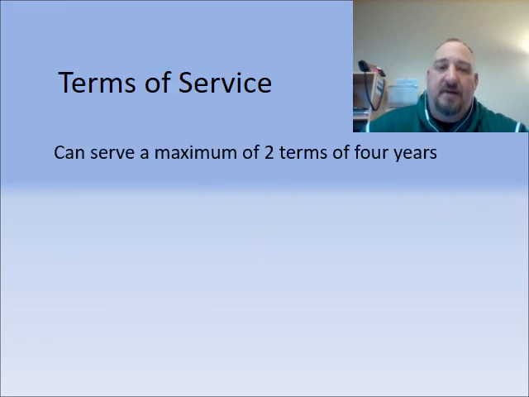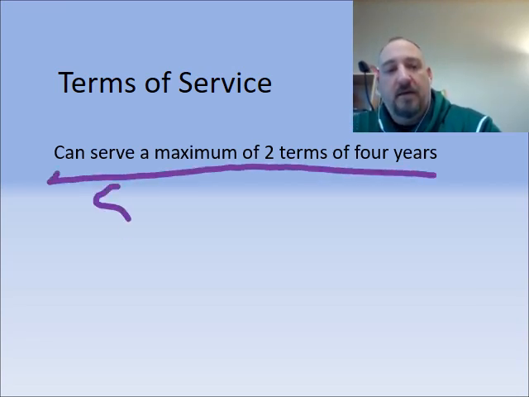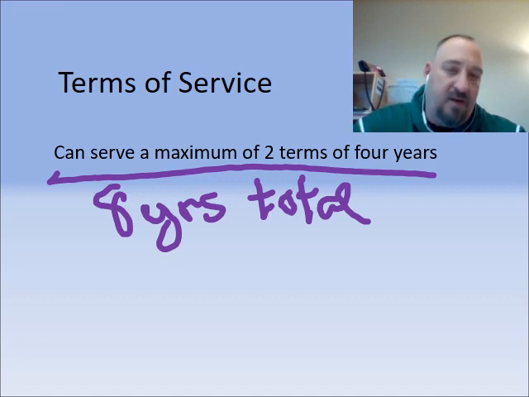Terms of service for the president. He can serve a maximum of 2 terms of 4 years, or 8 years total. So if something were to happen to our current president, he has essentially 3 years left in his term. The vice president would step in then, finish out those 3 years, and then could be reelected for another term. That would put him at 7, and he essentially would be done then. He wouldn't get reelected to serve just a 1-year term.